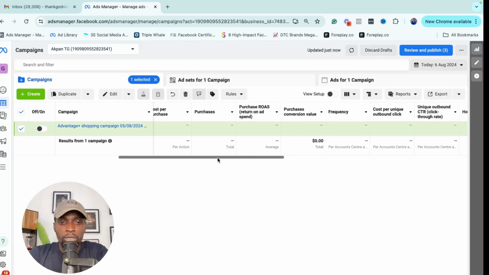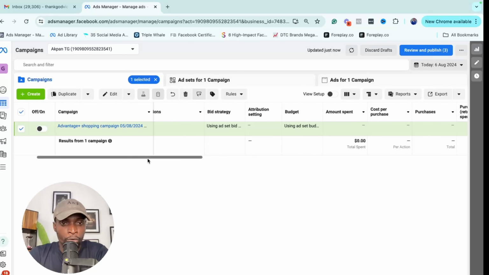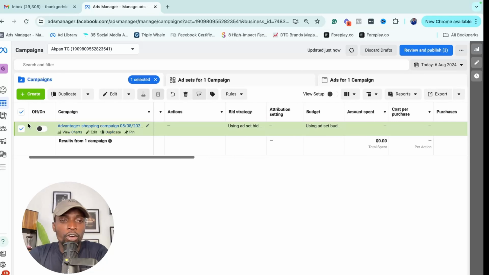So the first thing, as we go into this video right now, is what we currently have here, a turn off and on button. Now, this is very clear. If you want to turn off your ad, turn it off this way. If you want to turn it on, this is what you need to do. And we have the campaign. This will be showing you all the campaigns you're running. So whatever campaign you set up, it will be up here with the naming convention and the likes.